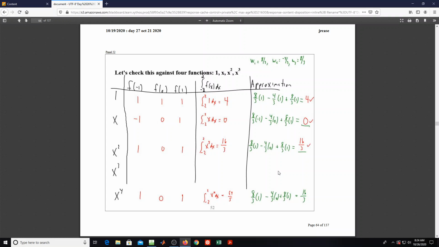But now if we go to x to the fourth, the integral from -1 to 1 is 64/5. And when we put this into the formula, we get 16/3. And 64/5 is not the same thing as 16/3. So Lauren, tell me how much I was off there by, 64/5 minus 16/3.